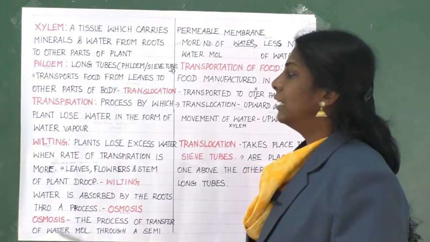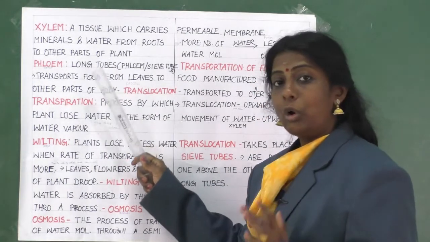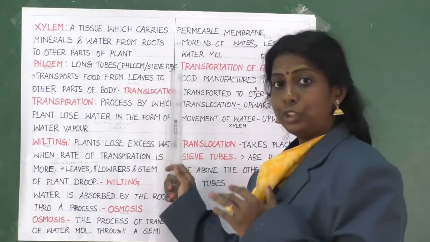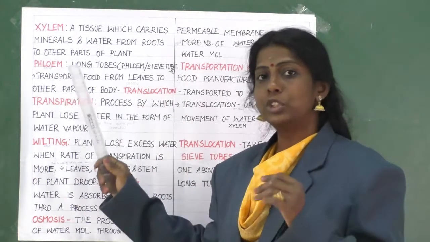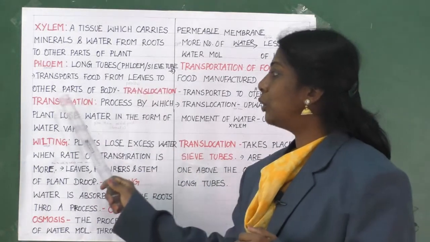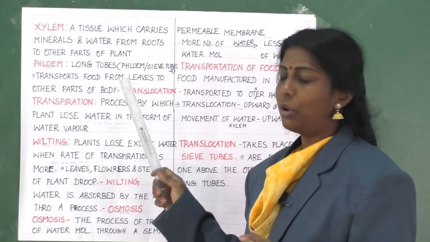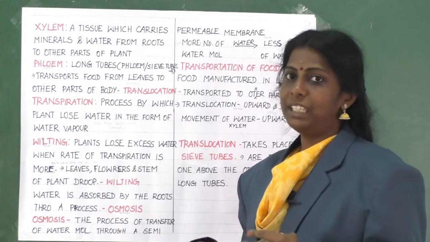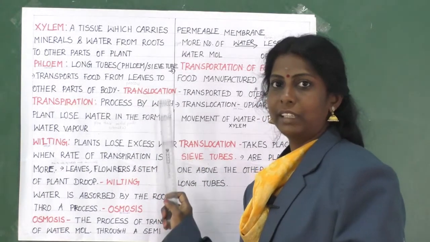Clear? Yes. Next thing is about phloem. What do you mean by this? It's basically long tubes, also called sieve tubes or phloem tubes. The purpose of this tube is to transport food from leaves to other parts of the body. Food is prepared in leaves, is it not? So from the leaves, the food is transported to other parts of the body, and that process is said to be translocation. Clear, children?